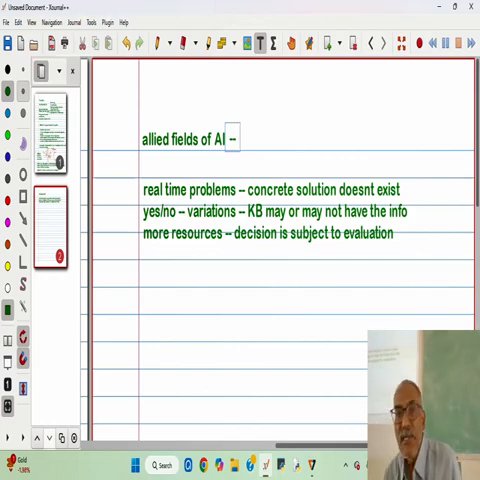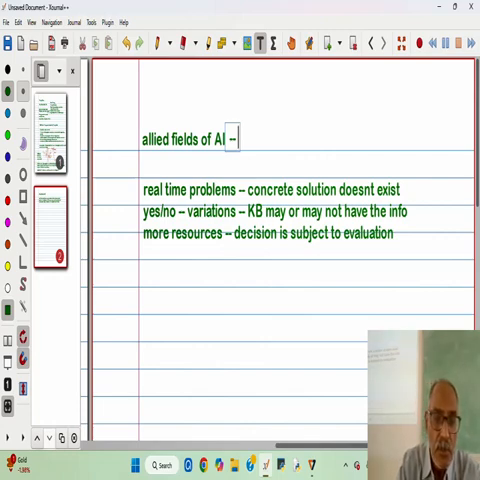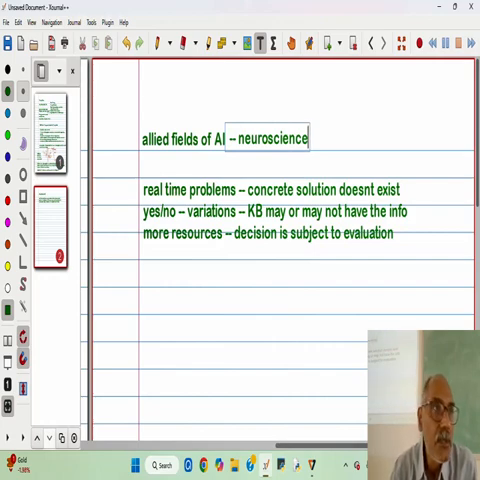So which field is it going to be associated with? Neuroscience. Do you all accept this? Because I need to incorporate artificial intelligence, man-made intelligence, into the machine. So definitely I should know about how the intelligence is stored in the brain. The same should be mimicked in the machine. That is neuroscience. Are you with me?